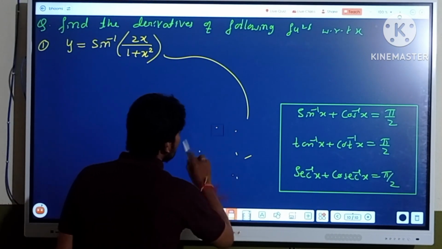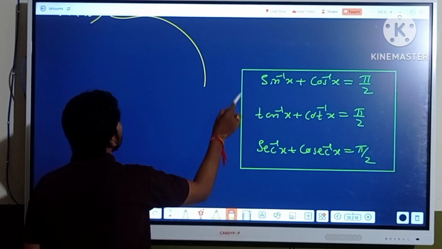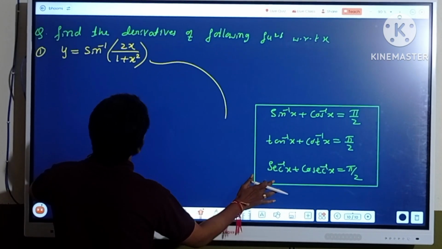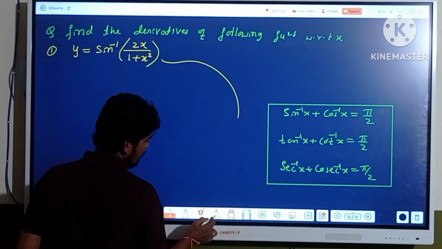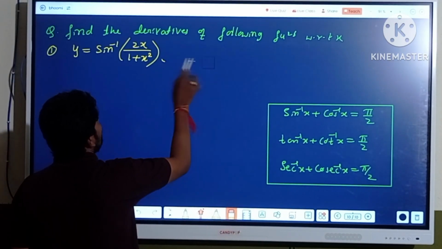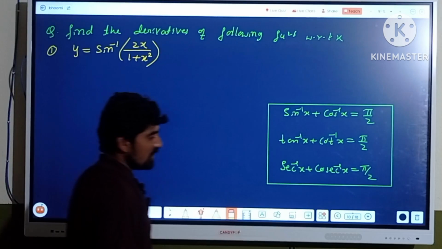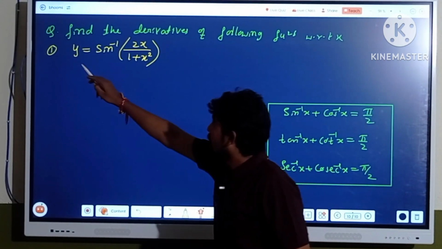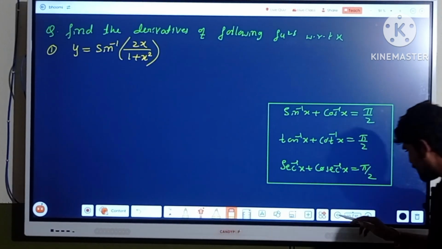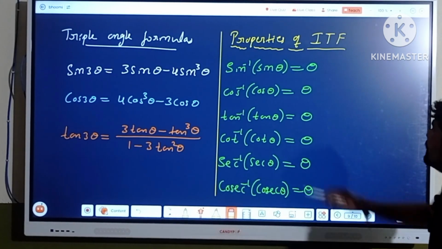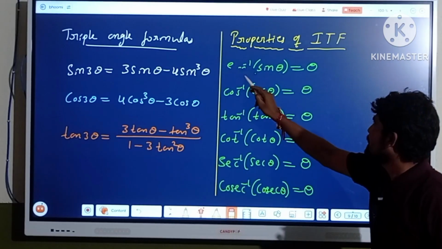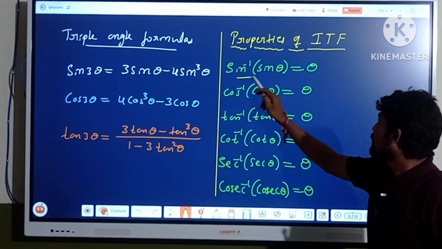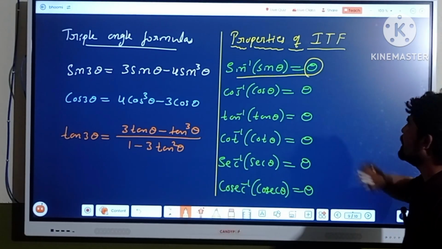To write the simplest form of this given inverse trigonometric function, observe here. We already recalled some double angle formulas of the trigonometric functions. That is what? The formulas for sine 2 theta, cos 2 theta and tan 2 theta. So observe here, y equals to sine inverse of something. First we need to use the property, that is what? Sine inverse of sine theta. We know that sine inverse of sine theta is equals to theta.